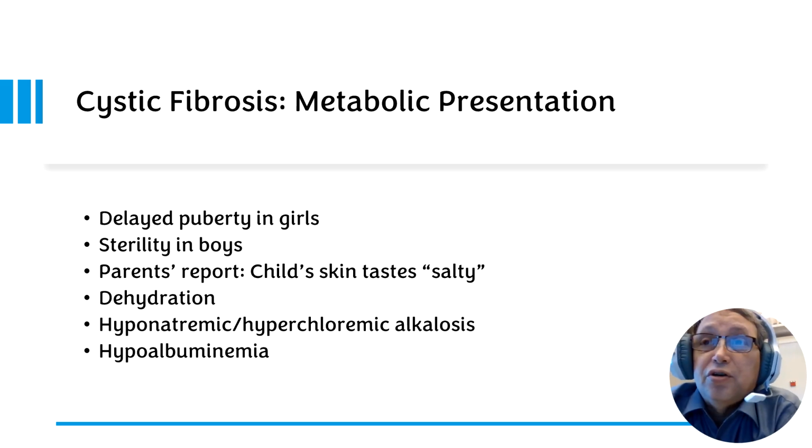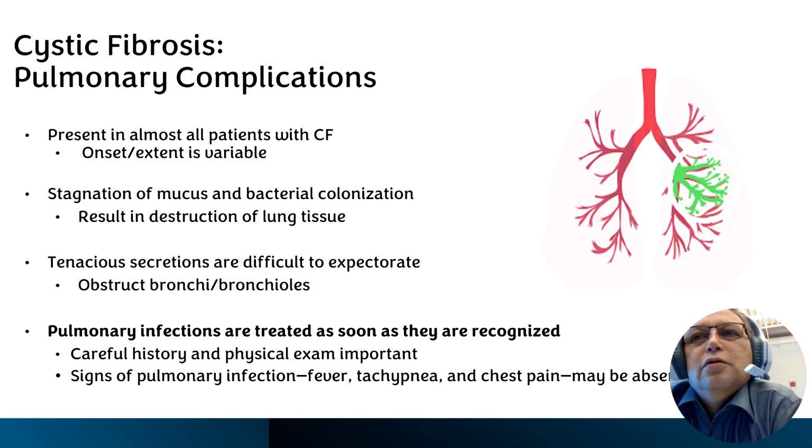When parents kiss their kids, the kids taste salty, which is one of the key indicators that we have a problem. And as a result of all this sodium chloride moving through the wrong channels, you're going to have chronic dehydration with hyponatremia, hyperkalemia, and alkalosis. You can also have hypoalbuminemia, which means that the proteins in the blood are going to be greatly reduced, mainly because of the inability of the body to metabolize proteins effectively.